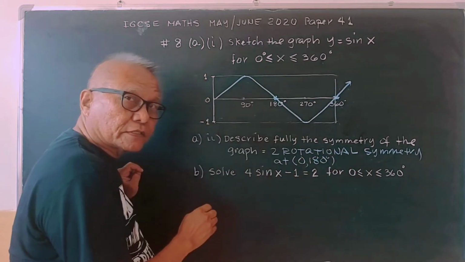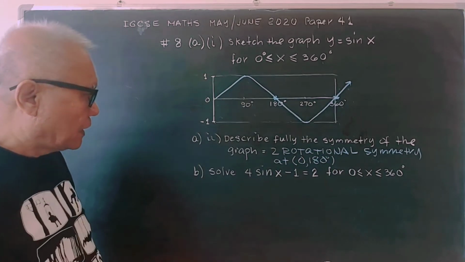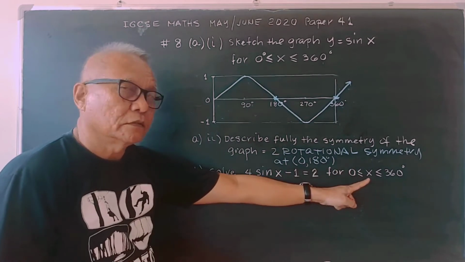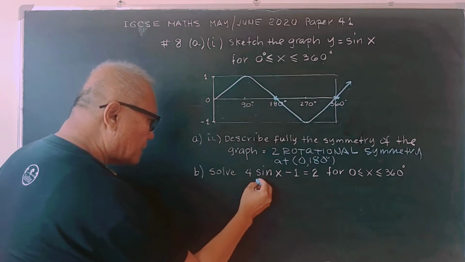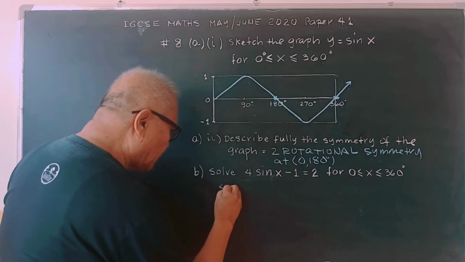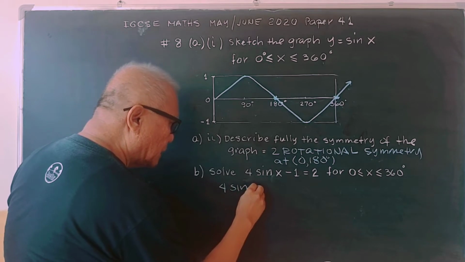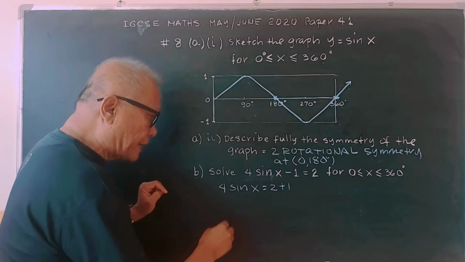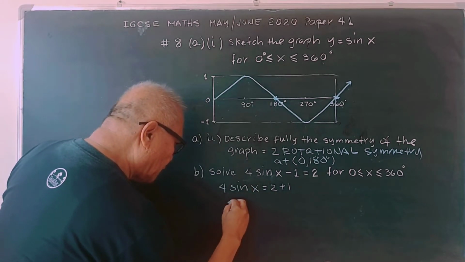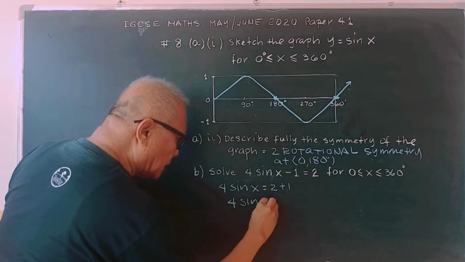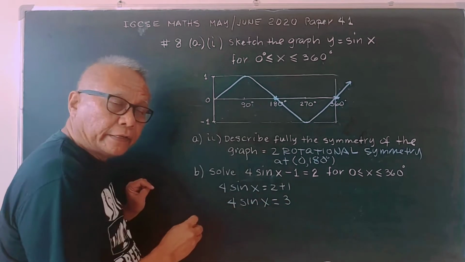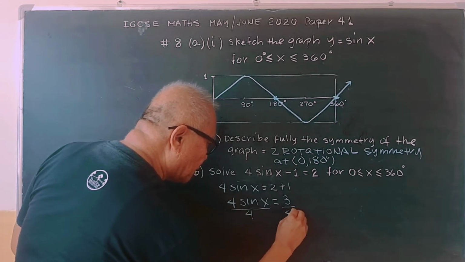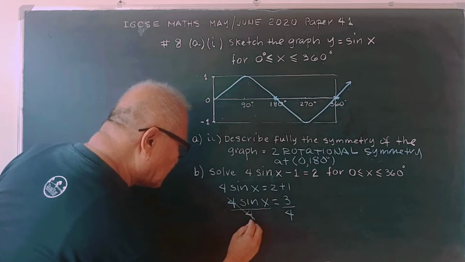180 degrees. Okay. Letter B, solve for 4 sine x minus 1 is equal to 2. For this one, transpose 1 there. So we have 4 sine x is equal to 2 plus 1. And then we have 4 sine x is equal to 3. Then we remove the 4. We divide this by 4. We divide this by 4. So we have here, cancel here.